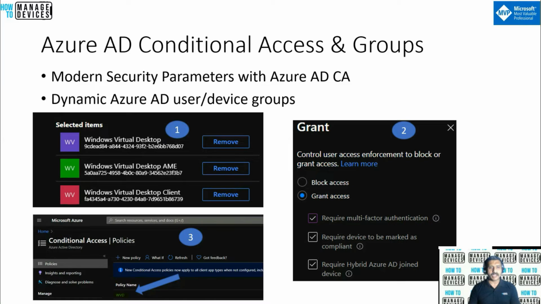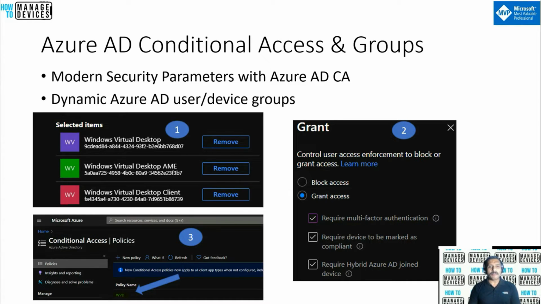Now, let's have a look at conditional access and some Azure AD groups related topics. Modern management of WVD with Intune and Azure AD comes with some quick wins. Let's look into those. One of them is Azure AD conditional access policies. Modern security checks are available with conditional access. This helps to enable multi-factor authentication without any complex infrastructure in place.